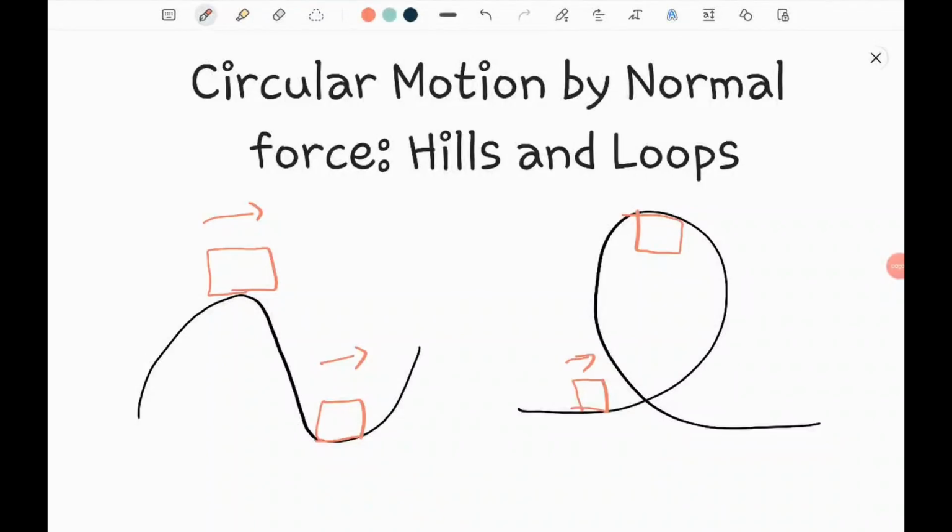Hello Wizzes, in this video I will be showing you how to find a normal force of a car moving on a hill and a roller coaster loop using centripetal forces. If that sounds interesting, let's hop into it.